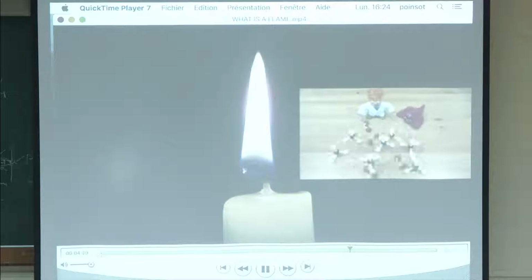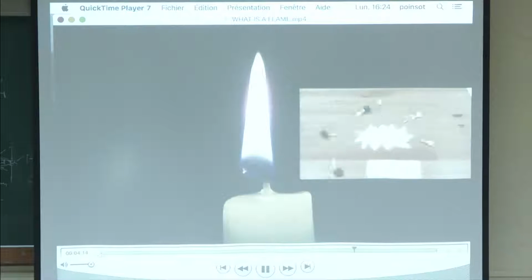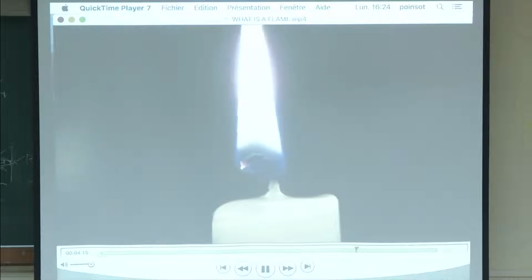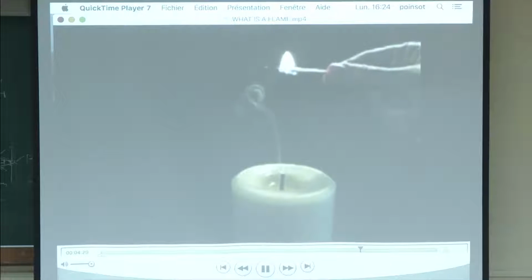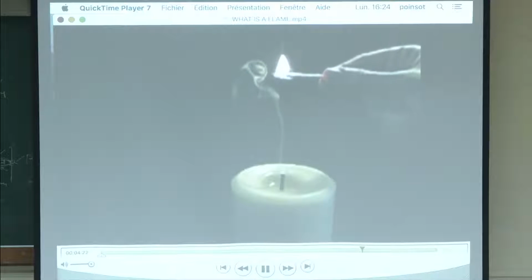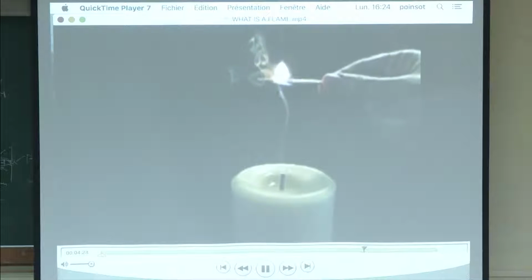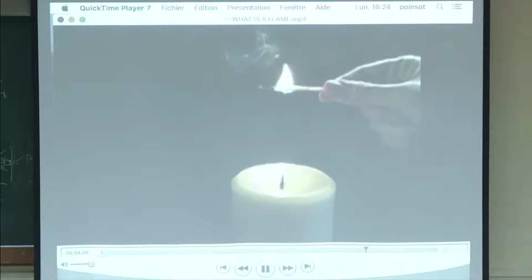The wax molecules are now free to mix with the oxygen and burn in the flame. There is a cool experiment that shows that the wax is gaseous when it burns. After you blow off a candle, the white smoke you see is actually gaseous wax and can be ignited. And you can see the blue flame traveling back to the string.